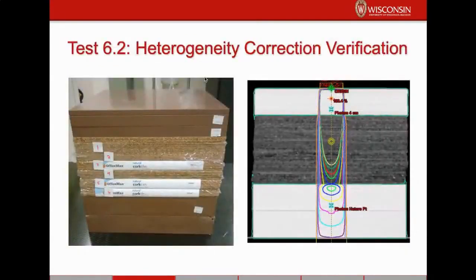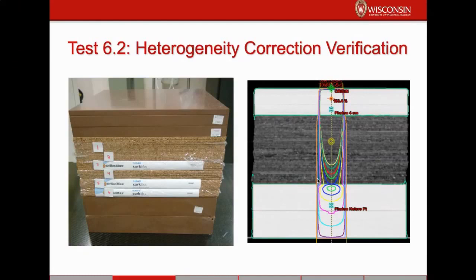This is a really cool test, not just because you get to make a fun phantom, but because there's some really outstandingly cool physics involved. If you look at the diagram on the right, you have that classic heterogeneity correction physics on display, where you have a widening of the penumbra in the cork, which is a low density material. You have build down and rebuild up. If you're working with residents, this is a great diagram to show them and ask them about some of the dose calculation physics that are involved.